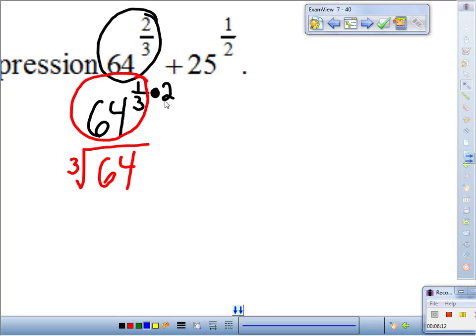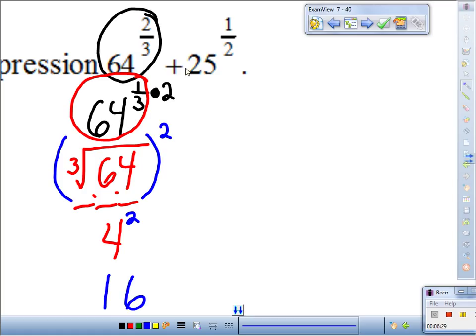What was left outside? To the exponent of what? Everything to the exponent of 2. So what does this mean? This means that a number times itself 3 times gives us 64. What is that number? 4. Bring down the exponent of 2. What is 4 squared? 16. We're done with this one, so we do plus, and we go to the next one.